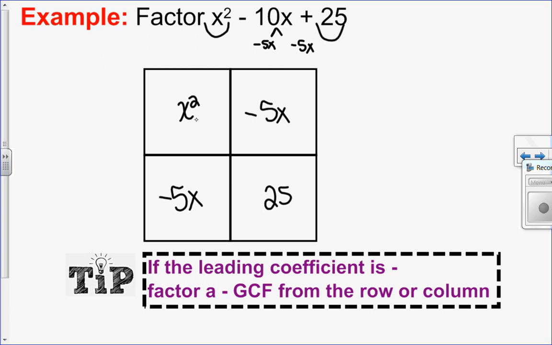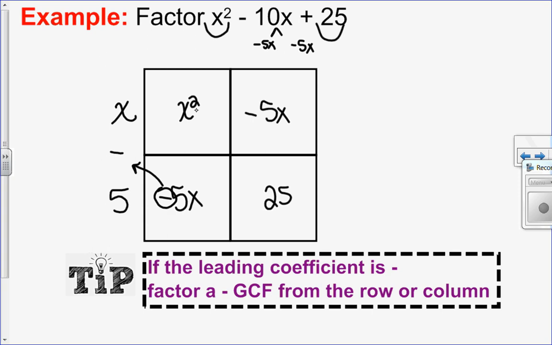Okay, so let's go with our rows here going across. So I have an x squared and a negative 5x. They both have an x in common, so I'll take that out. Let's look here, negative 5x and 25. So first of all, I notice that they have a common factor of a 5, but since the leading coefficient is negative, I'm going to take that negative out and factor out an x minus 5, so a negative 5.